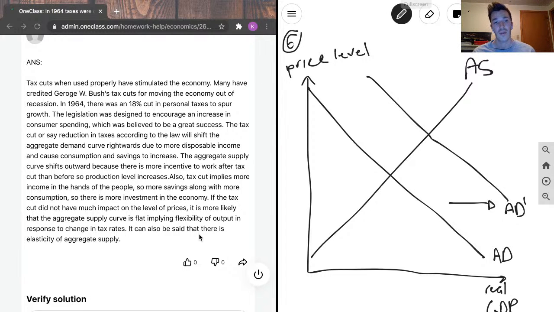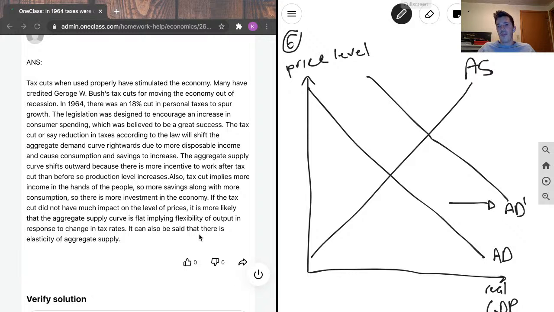The aggregate supply curve will shift outwards because there is more incentive to work after a tax cut than before, so the production level increases. Also, a tax cut implies more income in the hands of the people, more savings along with more consumption, so there's more investment in the economy. The tax cut did not have much impact on the level of prices. It's more likely that the aggregate supply curve is flat, implying flexibility of output in response to change in tax rates. It can also be said that there's elasticity of aggregate supply.